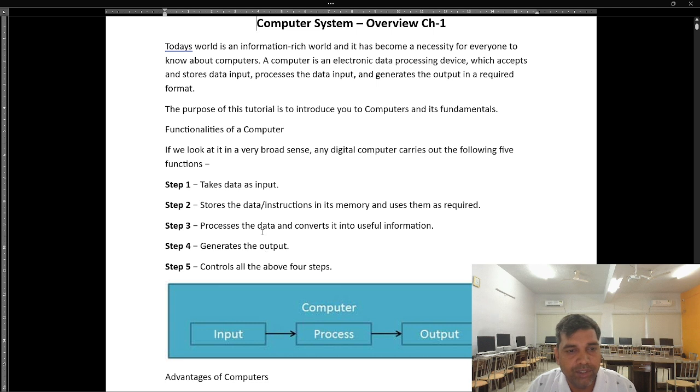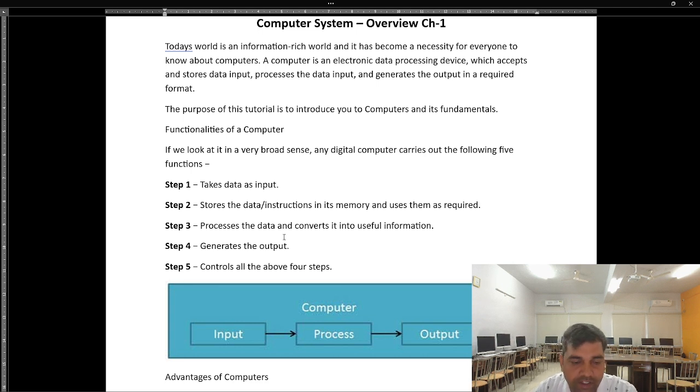In the first step, the computer takes the data as input. In the second step, it stores the data and instructions in the memory and uses them as required. Inside the computer there are various types of memory that we will also see: primary memory and secondary memory. Step 3, it processes the data and converts it into useful information. How does it process the data? By the CPU, and the CPU has a processing unit.